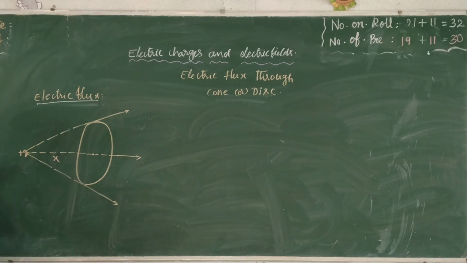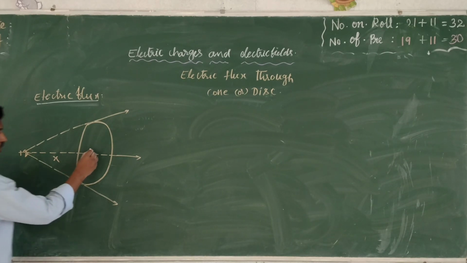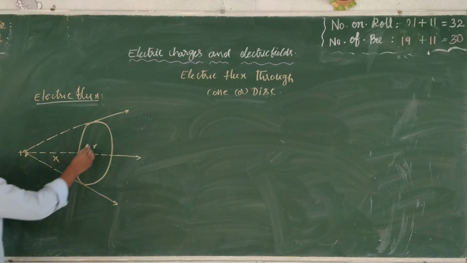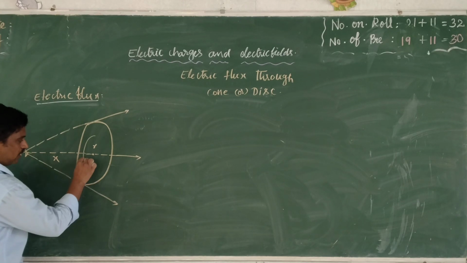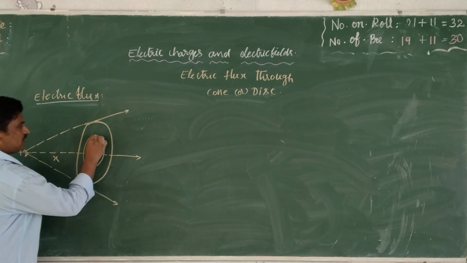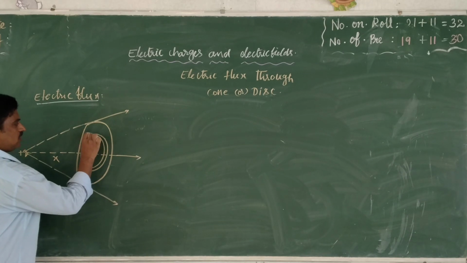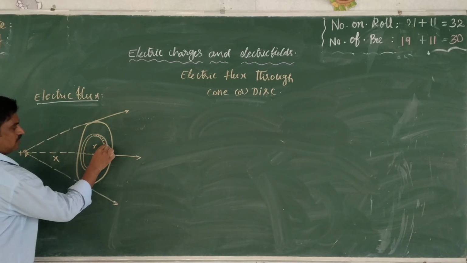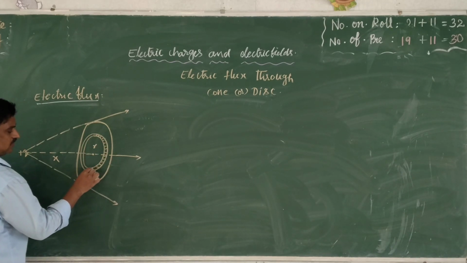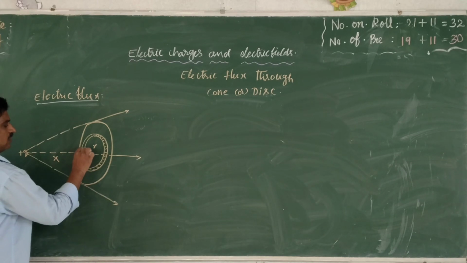Here we can take an elemental part of the disk, which we call a ring. At every distance from the center, we can cut a small elemental part. This elemental part is the ring, and its thickness is dr.